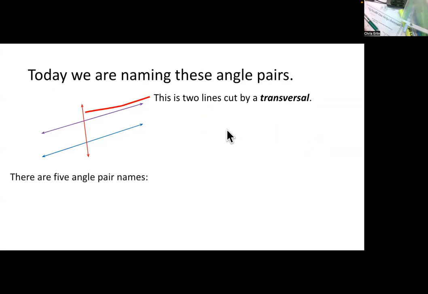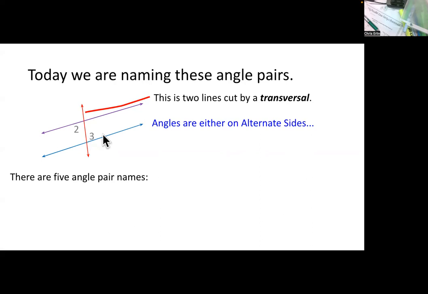But for our purposes for today, I'd like you to visualize this is a river. Can you see the river? And this thing crossing it would be like a what? Good. And we're going to name the angles based on that knowledge that this is like a river and this is like a bridge. So the first part is how the angles are related to the bridge.